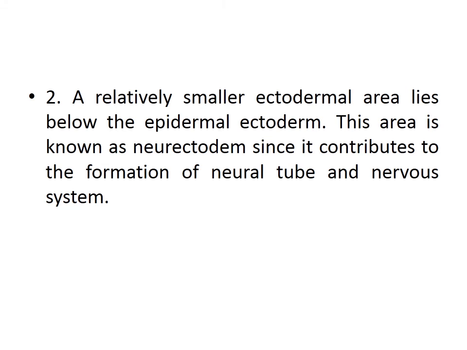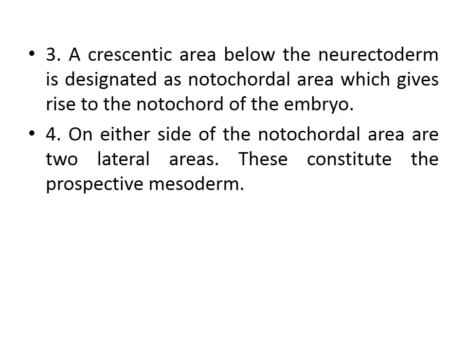A relatively small ectodermal area lies below the epidermal ectoderm. This area is known as neurectoderm since it contributes to the formation of neural tube and nervous system. A crescentic area below the neurectoderm is designated as notocaudal area, which gives rise to the notochord of the embryo. On either side of the notocaudal area, two lateral sides, these constitute the prospective mesodermal cells from which you will find blood vessels, tissue, somites, as well as heart developing.